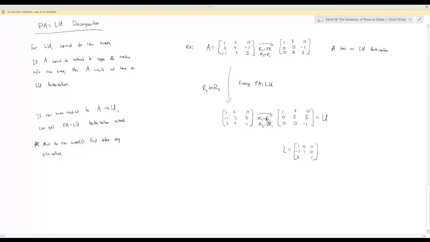Now we didn't do a third elimination operation to eliminate this entry. It was already zeroed out by this operation. Since we didn't need to do anything specific to eliminate this entry, you just put a 0 there, okay?